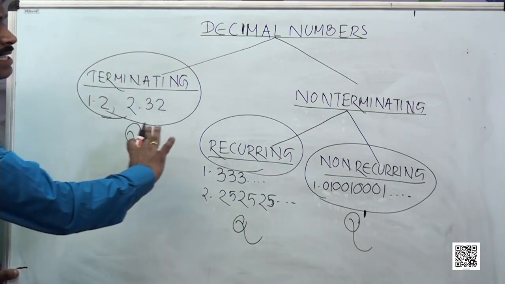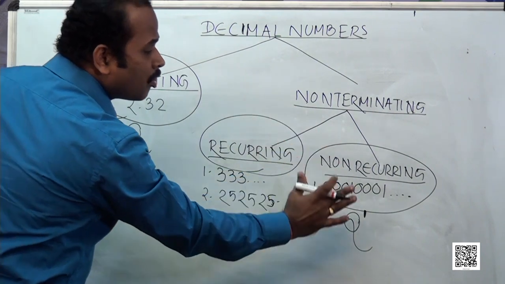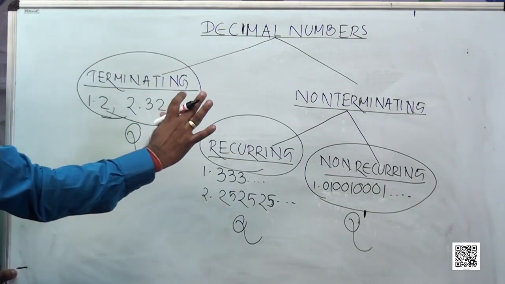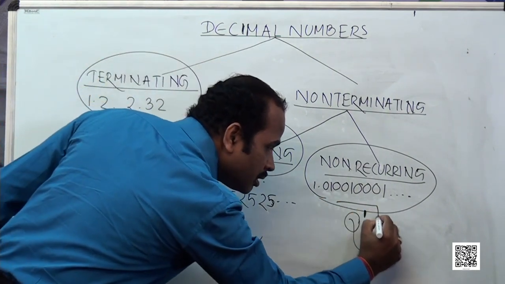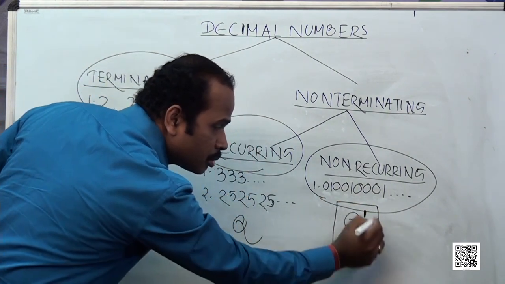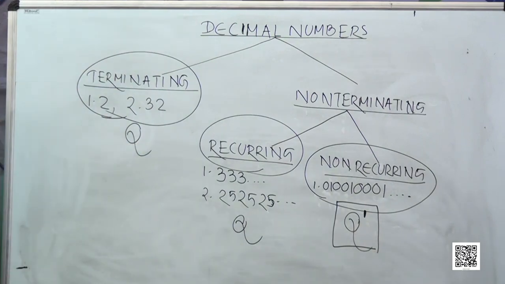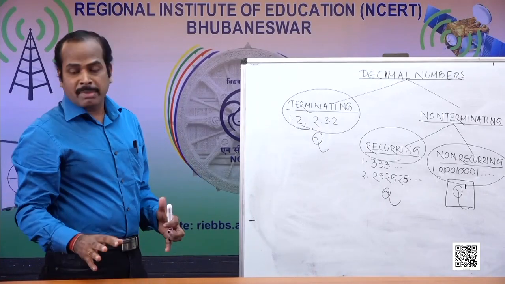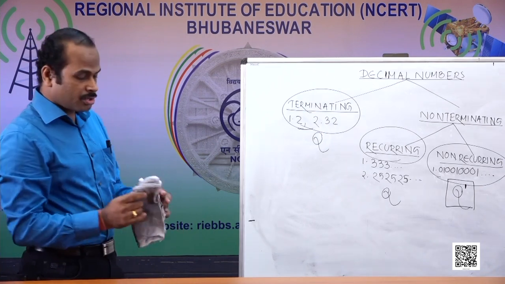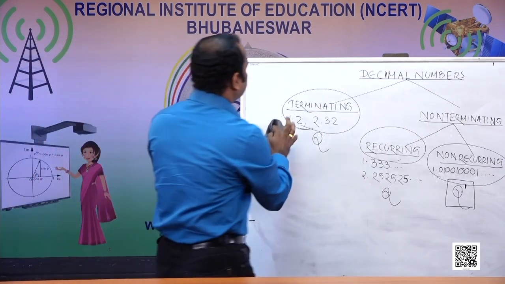The set of all rational numbers is represented as Q, and the set of all real numbers which are not rational is represented as Q dash. So Q dash is the set of all decimals other than Q. So let us see how these non-terminating, non-recurring decimal numbers exist. Okay, let me draw it.